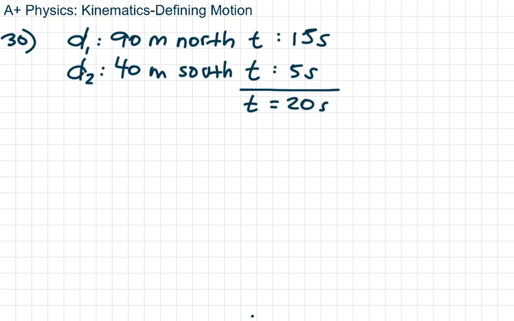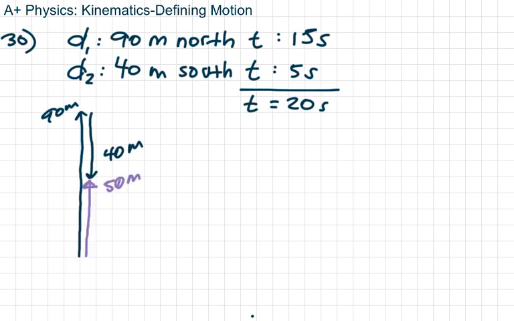So, and we have 2 different directions. So 90 meters north and 40 meters south. South is like negative north. So that displacement is 90 minus 40, 50 meters north. Let me sketch it out to show you what I mean. 90 meters north, 40 meters south, net displacement 50 meters to the north.